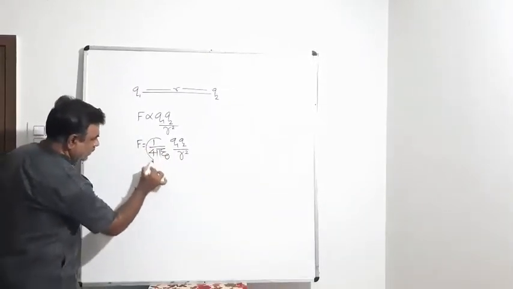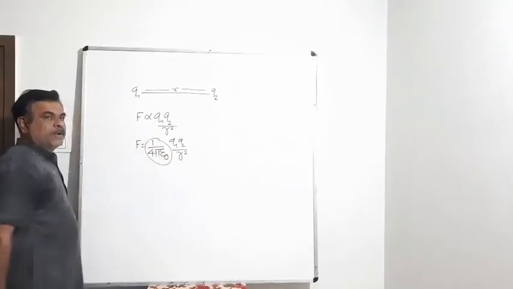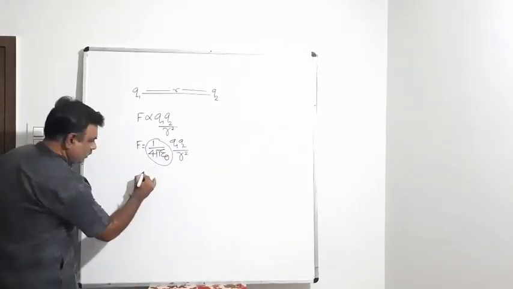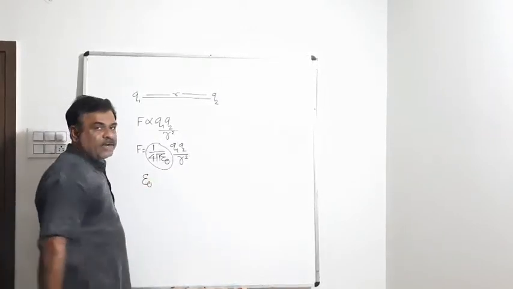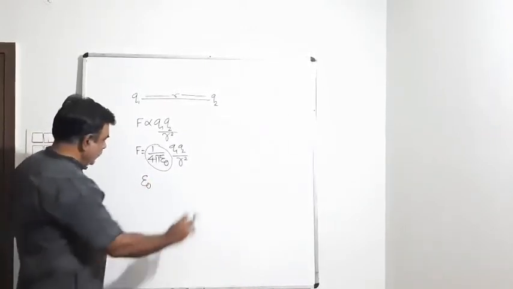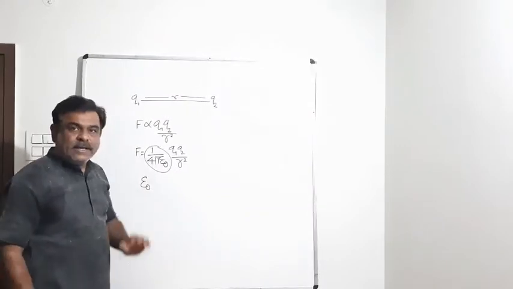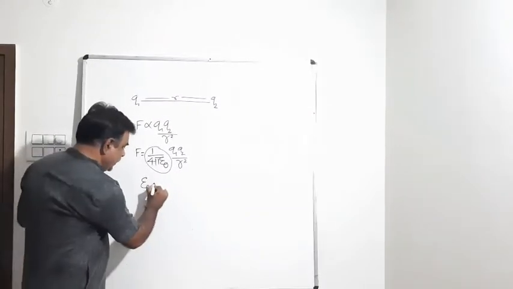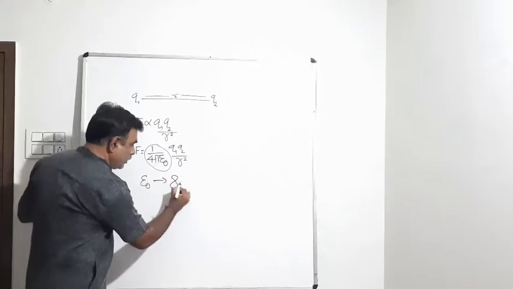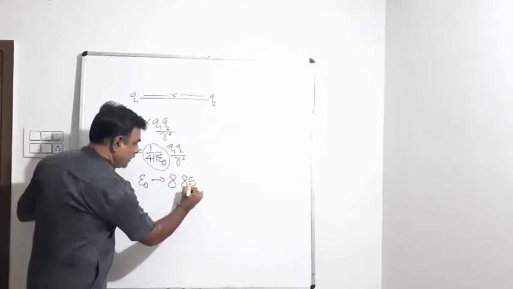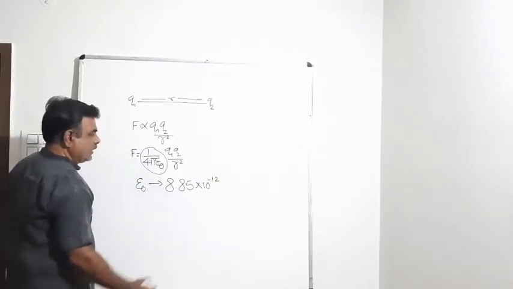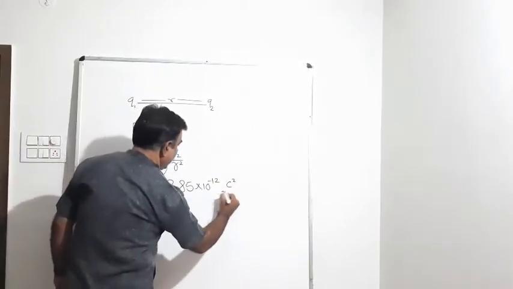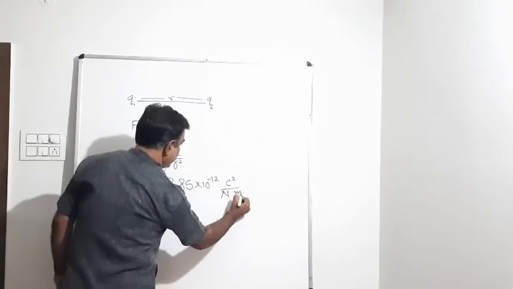Look at this part. The proportionality constant is 1 upon 4 pi epsilon 0. Here epsilon 0 is the electrical permittivity of free space, and it has the value 8.85 into 10 raised to minus 12, in SI unit, that is Coulomb square per Newton into meter square.